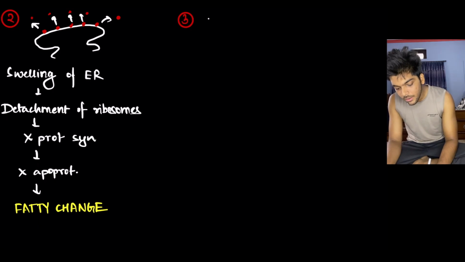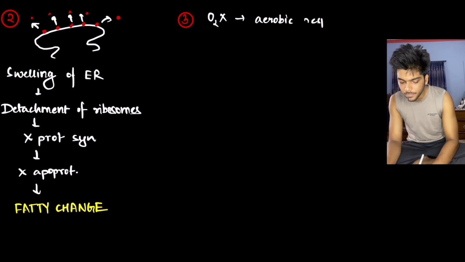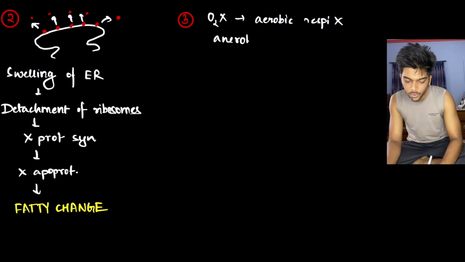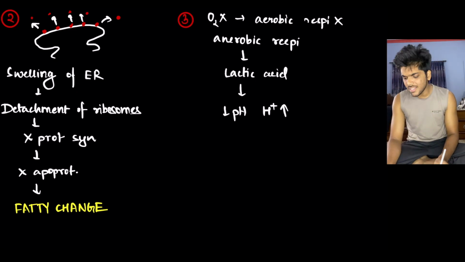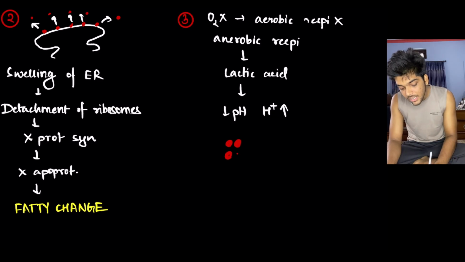Since there is no oxygen supply, aerobic respiration within the cell does not take place. Instead, anaerobic respiration takes place for the production of ATP. But when there is anaerobic respiration, there is formation of lactic acid. And lactic acid accumulation results in decrease in pH of the cytoplasm and increase of H plus ion within the cell. Now what this H plus ion does is that it attaches with the histone proteins.